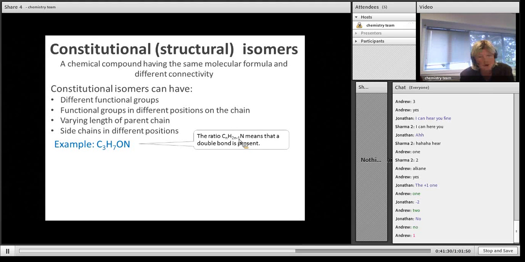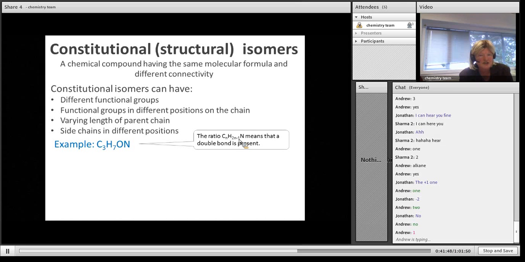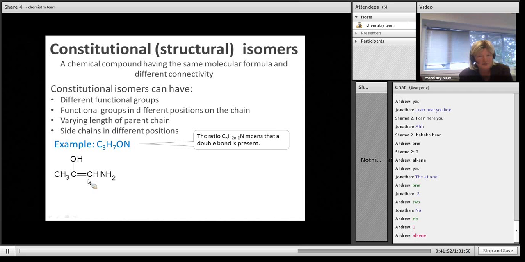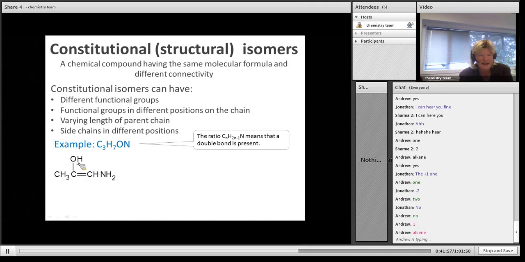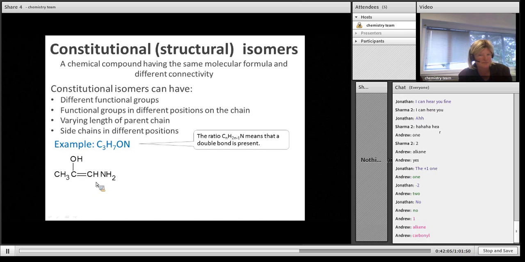If I've got 1 double bond present, what sort of functional groups can I make from that molecular formula? Does anybody want to have a go? Okay, I'll just write that down. There is one. I've got an alkene for the double bond. I've got my O as an OH, and I've got an amine. So that's one way I can draw a molecule with an amine, an OH, and a double bond.